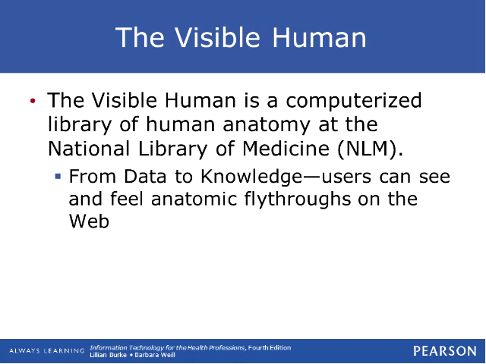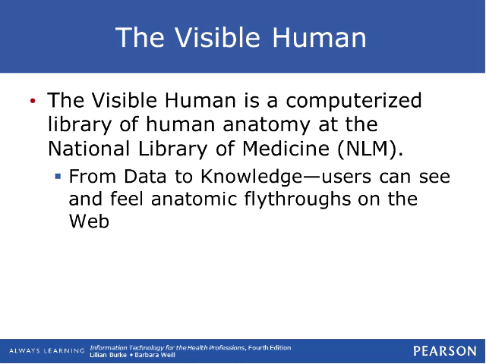Now, one of those pieces of software is called the Visible Human, which is a computerized library for human anatomy at the National Library of Medicine, NLM. And from data to knowledge, users can see and feel autonomic fly-throughs on the web. And it's kind of interesting. The Visible Human, if you will, allows them to literally walk through the body.